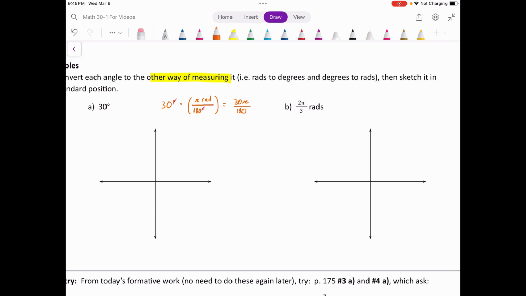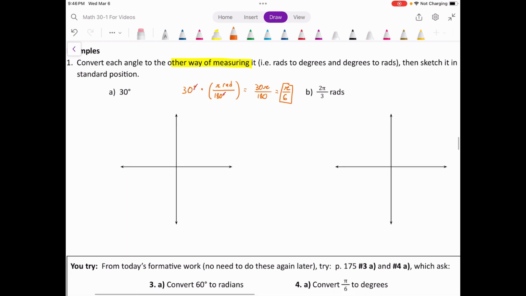Now we just have to think, can I reduce this fraction? This is technically right, but we can probably reduce this to a simpler fraction by checking if both are divisible by something. Right off the bat, I see 30 is just 1/6 of 180. These are both divisible by 30, so I could divide my numerator by 30 and my denominator by 30 and see that this is actually just pi over 6, 1 over 6 pi, because 30 over 180 is the same as 1 over 6.